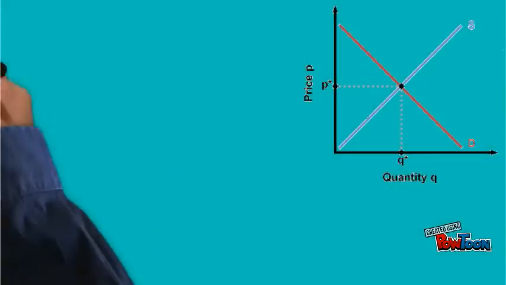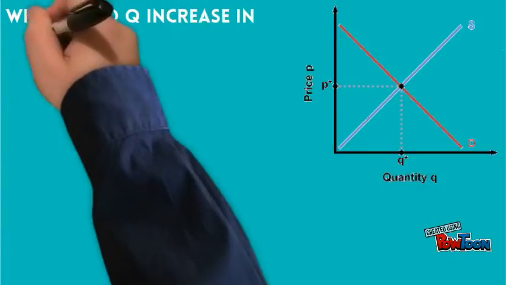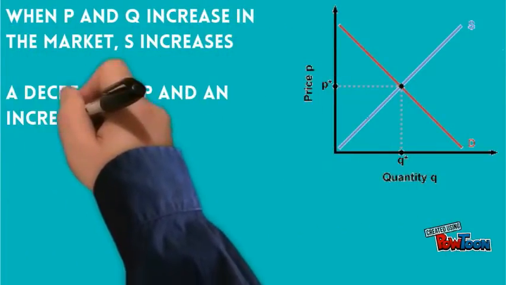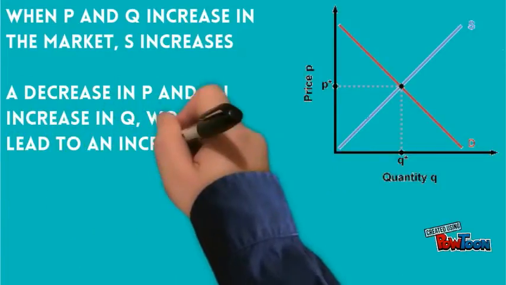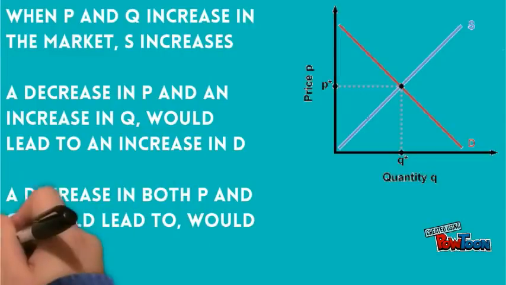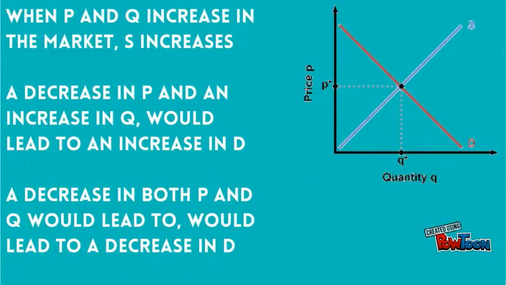When price and quantity increase in the market, supply increases. A decrease in price and an increase in quantity would lead to an increase in demand. A decrease in both price and quantity would lead to a decrease in demand. Referring to this graph could help you understand these shifts.